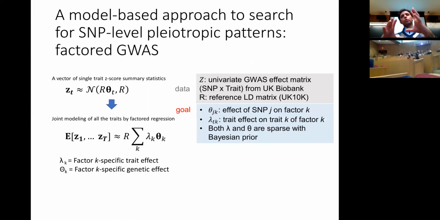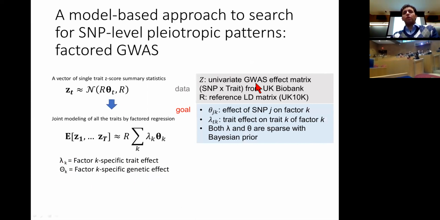So basically what you're actually doing is jointly partitioning both the genetic variance, the genetic loci, and the phenotypic associations of those loci by taking this very, very large matrix of genotype by phenotype and then partitioning it into different factors. So your effects, lambda, are factor specific. And then both the trait effects and the genetic effects are partitioned in that way.